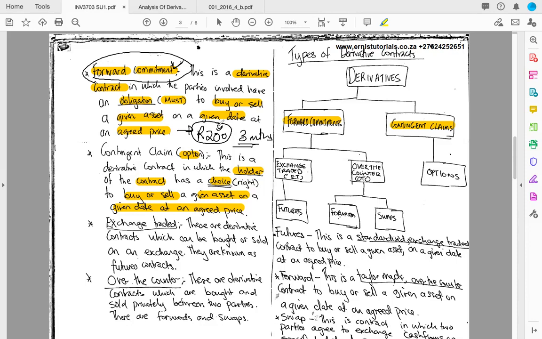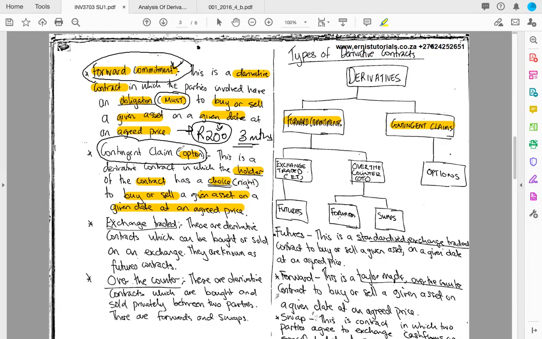So you'll be at a disadvantage. But with the forward commitment, you must do what you said you would do, even if it's a disadvantage to you. Okay. However, alternatively, we have what we call a contingent claim or an option.